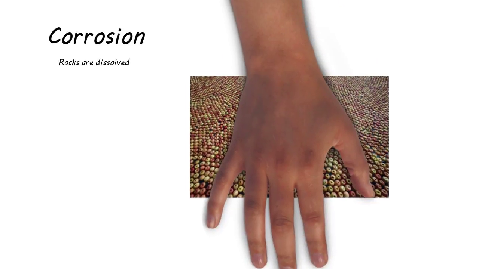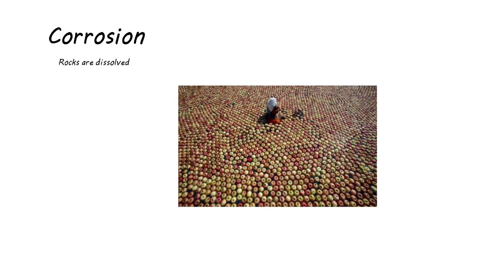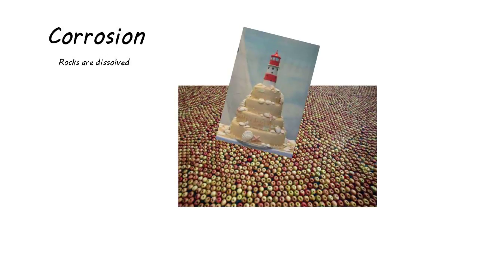Corrosion. Rocks are dissolved. The tourists fall off the rapidly eroding rock and land in the ocean. But it's an ocean of millions of half-eaten, mouldy apple cores, a core ocean. There's a crazy lighthouse nearby, made completely of sugar. The bottom of the lighthouse is dissolving in the core ocean. Corrosion. Rocks are dissolved.